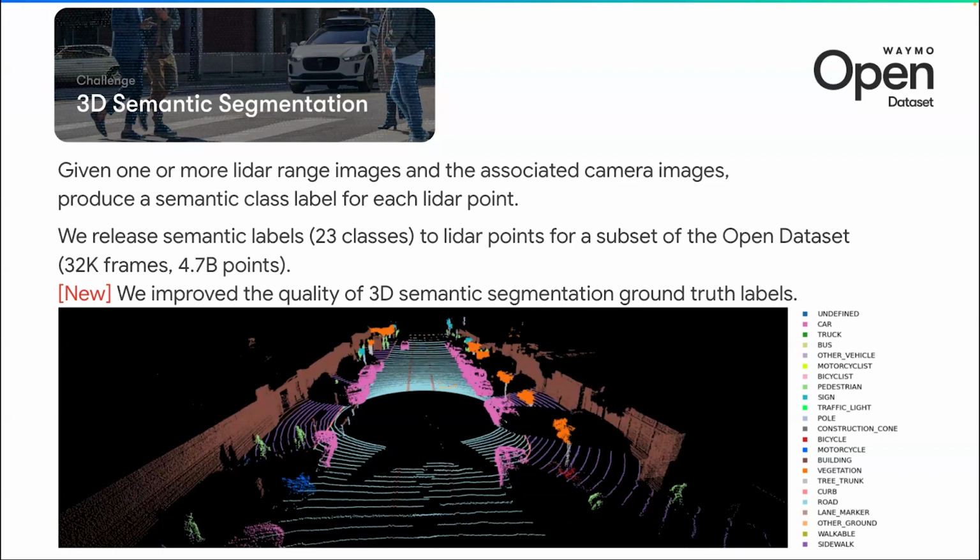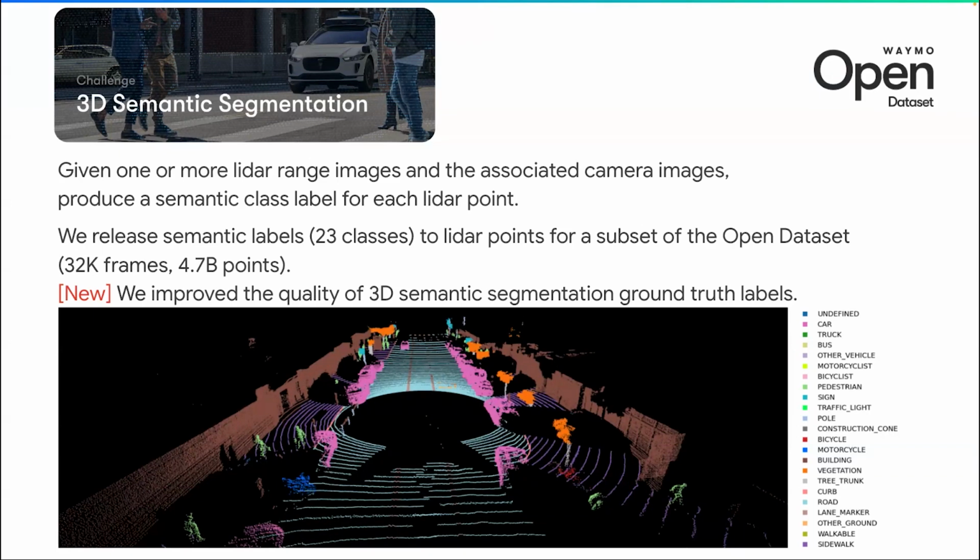The task of this challenge is to produce semantic class labels for each LiDAR point, given one or more LiDAR scans and the corresponding camera images. It supplements other perception tasks, such as 3D object detection, by providing a more fine-grained understanding of the scene. We provide point-wise semantic labels for 23 classes in a subset of the perception dataset, which amounts to, in total, 32,000 labeled frames and 4.7 billion labeled points.